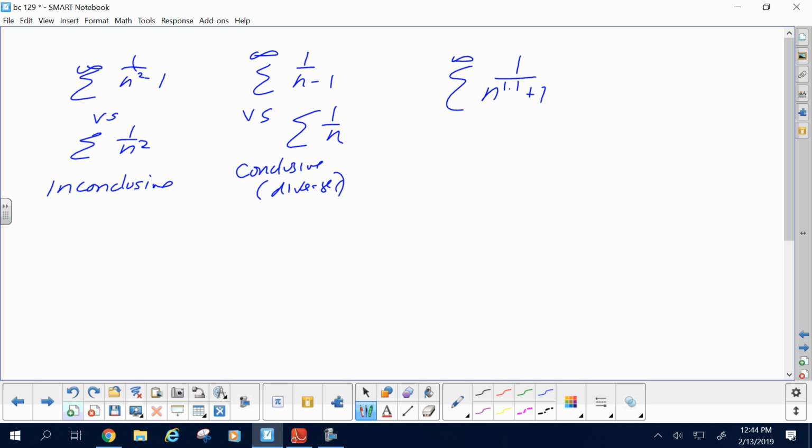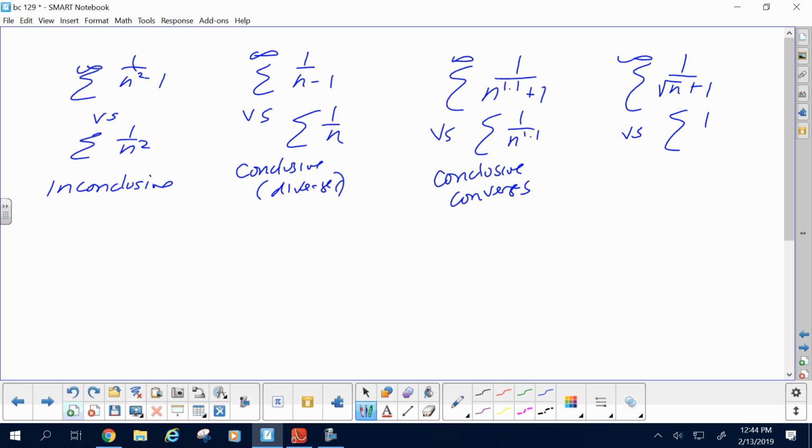Okay. What about 1/(n^p + 1) versus 1/n^p, which is the p-series, and it converges. Was this conclusive or not? Yes. You got less than finite, which is conclusive. It must be finite. It converges. And the last one, 1 over root n plus 1, did you compare it to 1 over root n? And did you find that it was inconclusive? Yes.